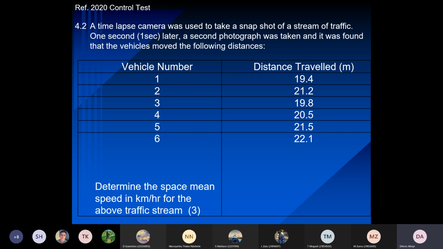So you take a snapshot of a stream of vehicles, and x seconds later, 1 second, 2 seconds later, whatever, you take a snapshot of the stream of vehicles again. And from the photographs, there are gradations on the photographs, so you can work out the distance moved by each of those vehicles that you observed. In our case, we had 6 vehicles. And from there, you can quite easily determine the space mean speed. You know the formula for space mean speed. So it was a simple 3-mark question.